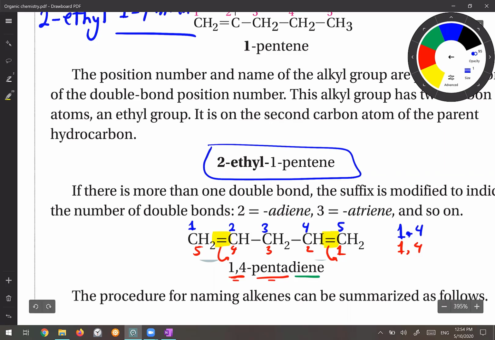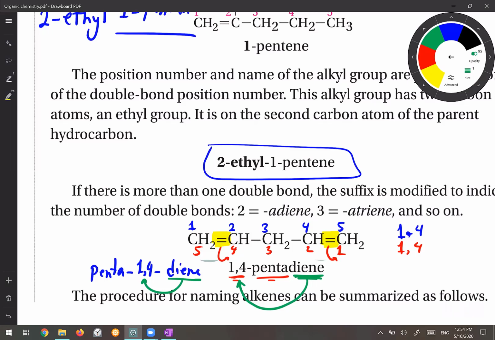Or you can also write penta-1,4-diene. Both of them are correct. Here it shows that these 2 double bonds are on the first and fourth position. Same thing here. When you say 1,4-pentadiene, it means these 2 double bonds that you have here are on the first and fourth position.